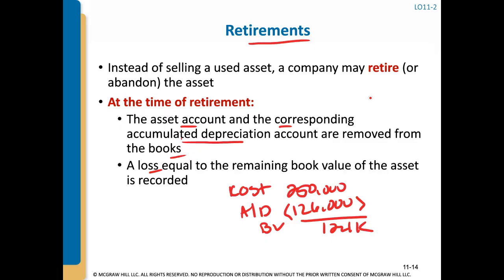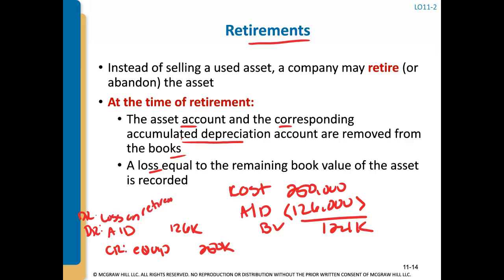The entry to that is going to be, when you retire it, since there's no cash involved, you're going to debit your accumulated depreciation for 126,000. You're going to credit your equipment or your asset for 250,000, and that 124,000 is going to be a loss. It's going to be a loss on retirement of asset, and that would be $124,000. So you have no cash, but you still have to record a loss.